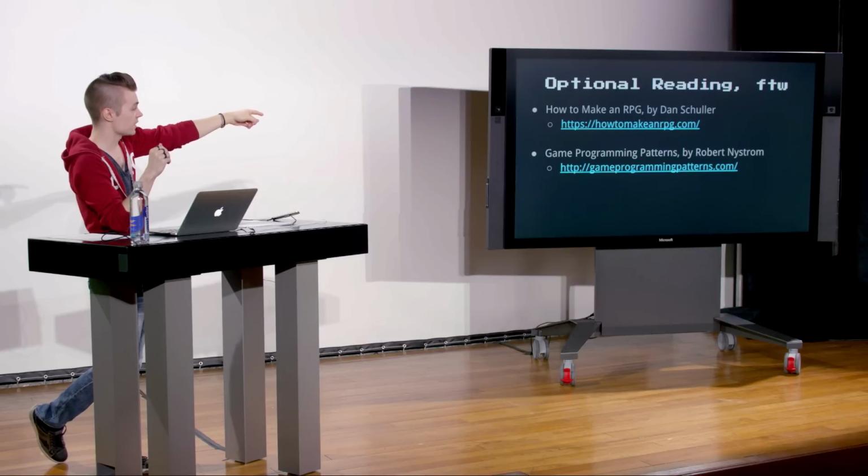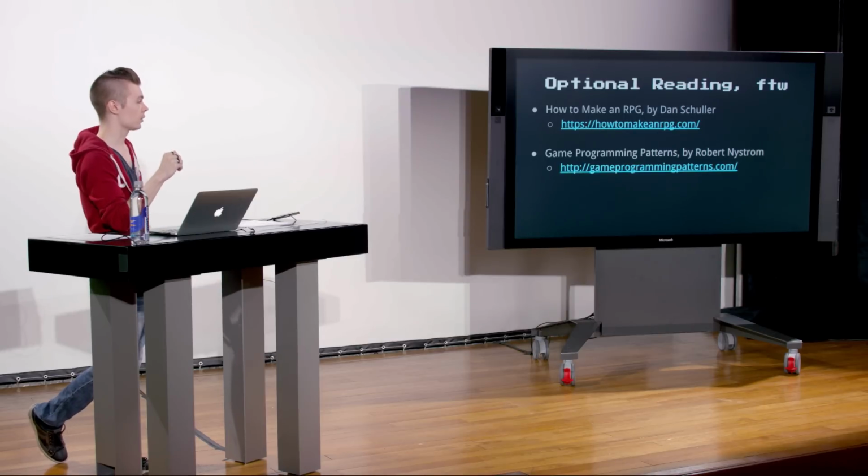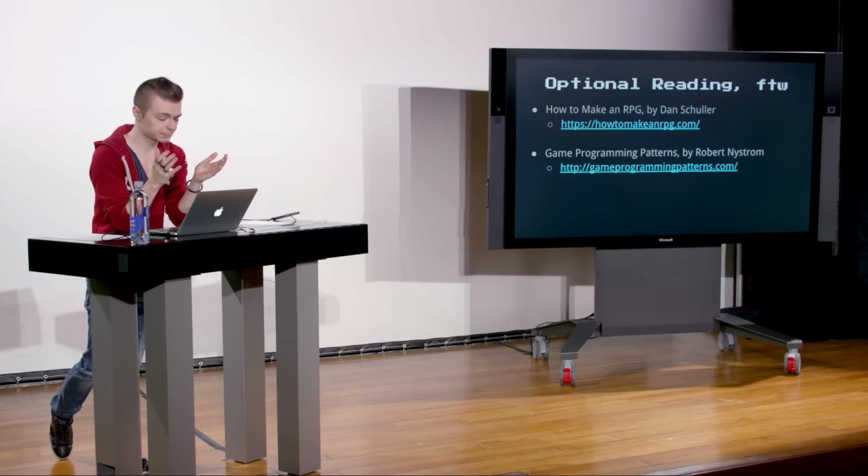The first of these is How to Make an RPG by Dan Scholler, which is completely written in Lua. He uses a custom game engine very similar to LÖVE 2D, but it's handwritten by him. A lot of the same ideas apply, and it's a great opportunity. It's how I cut my teeth on Lua, and I would encourage you to take a look at that if you're interested, or if you like RPGs.